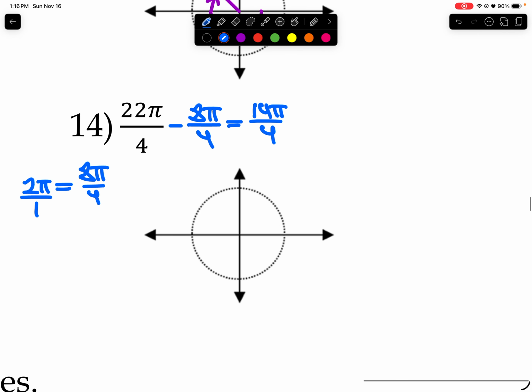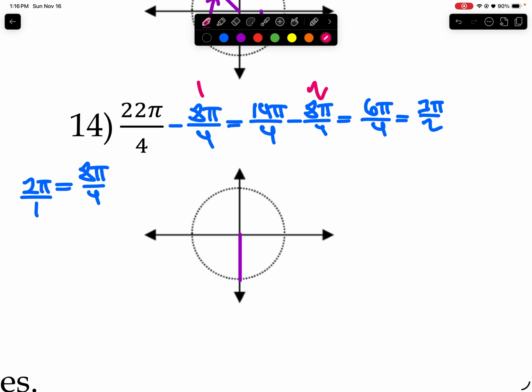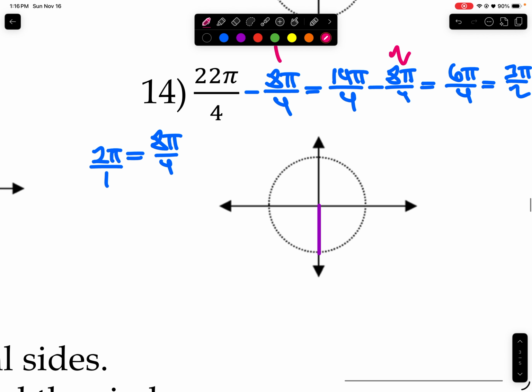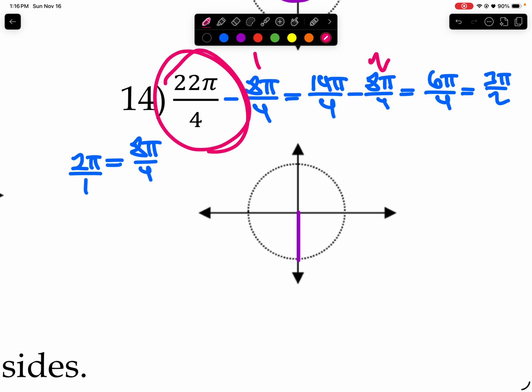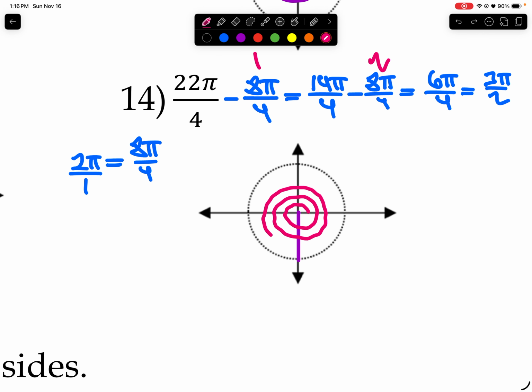which is still more than one rotation. So I'm going to take away another rotation of 8 pi over 4. Taking that away is going to give me 6 pi over 4, which when I simplify is equal to 3 pi over 2. So that tells me my terminal side is going to be at 3 pi over 2, which is straight down. But when it comes to drawing your arrow in standard position, we have 2 full rotations that we have to do. So drawing your spiral on this one's going to be a little fun. We're positive, so we're going to go counterclockwise. So I'm going to go 2 full rotations, and then some. So that would be your spiral for 22 pi over 4.